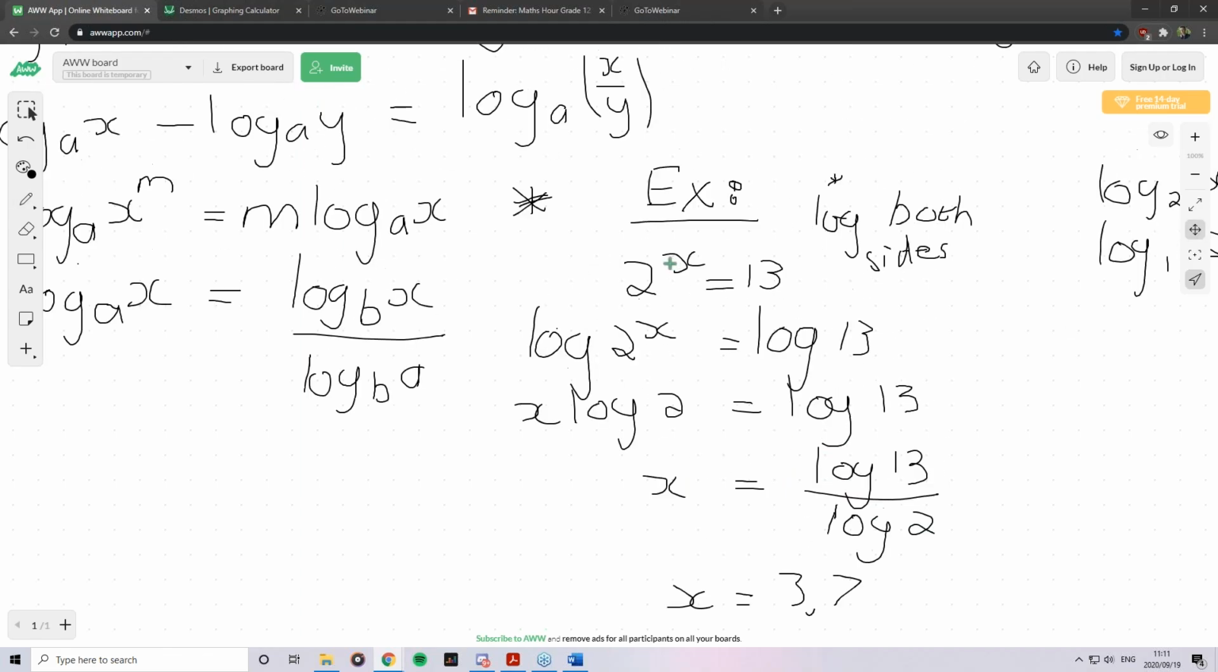And this makes sense because 2 to the power of 3 is 8, 2 to the power of 4 is 16, so it's somewhere between the two. This makes a lot of sense.